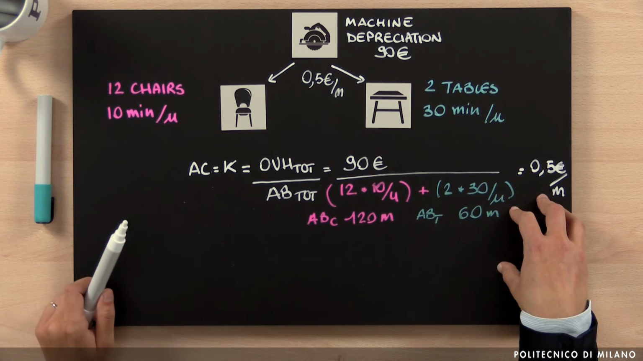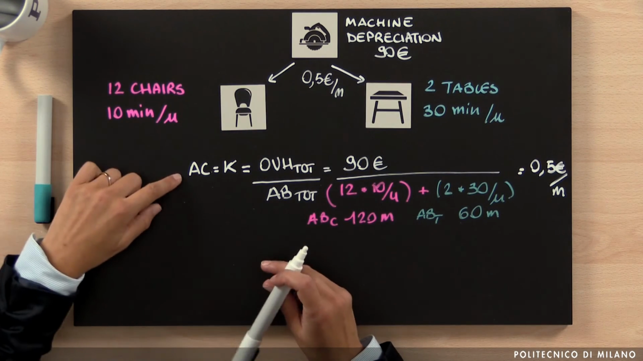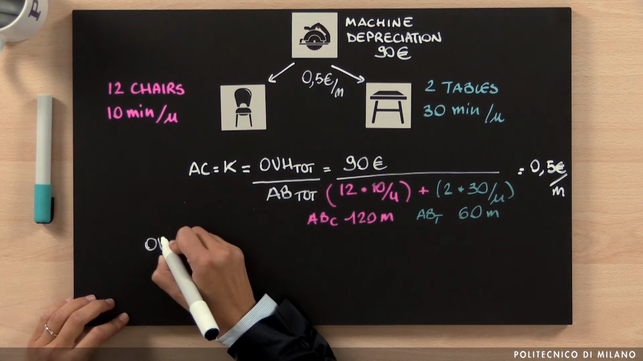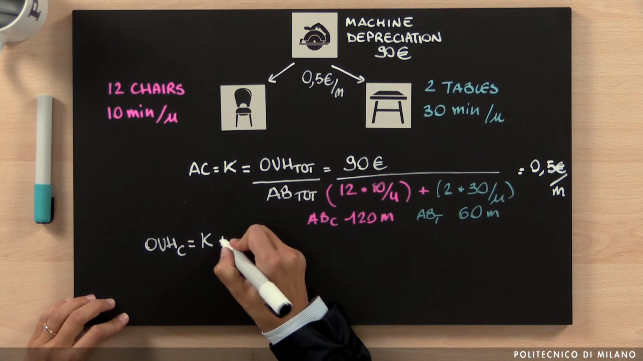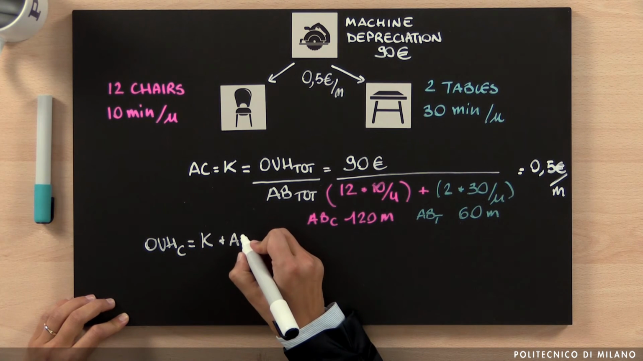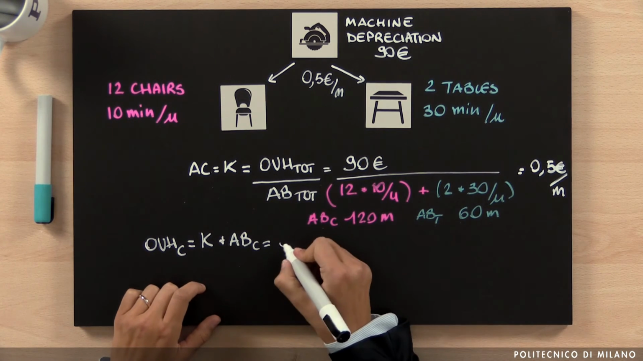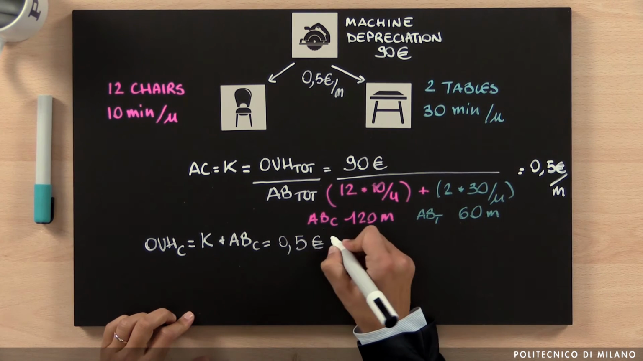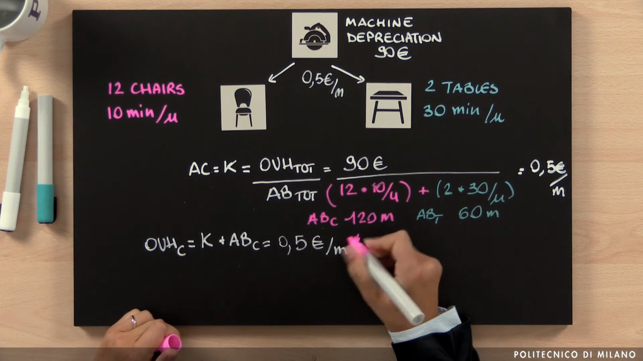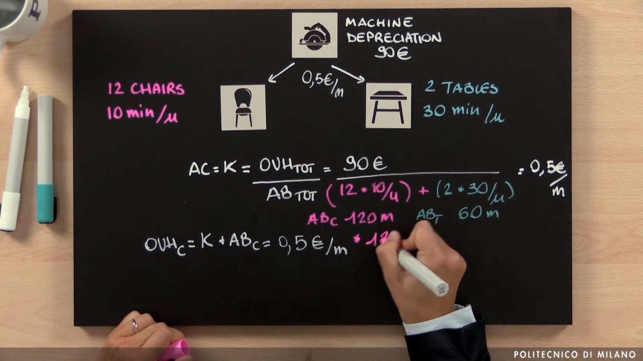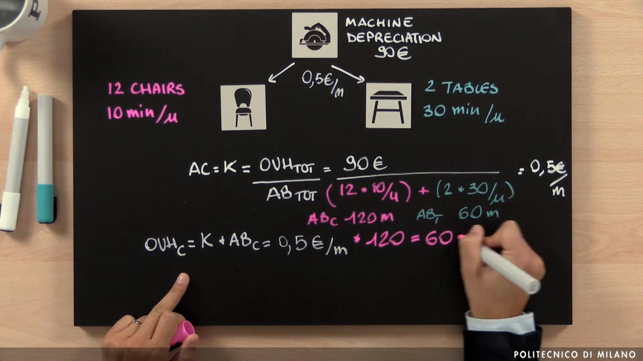Once we are here, we need to finally assign the value of the machine depreciation to the two different products. So the formula goes on and says that if we want to assign the value of the overhead to the chairs, we need to multiply this k by the allocation basis of the chairs. So if you apply the formula, we will have 0.5 euros per minute, which is the same for all of the products, multiplied by the allocation basis of our chairs, so 120 minutes. So we will have that the overhead of the chairs is equal to 60 euros.